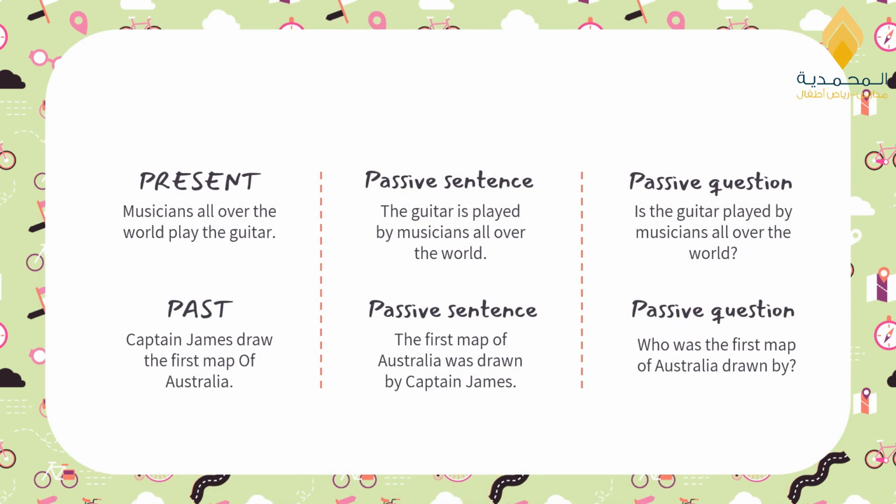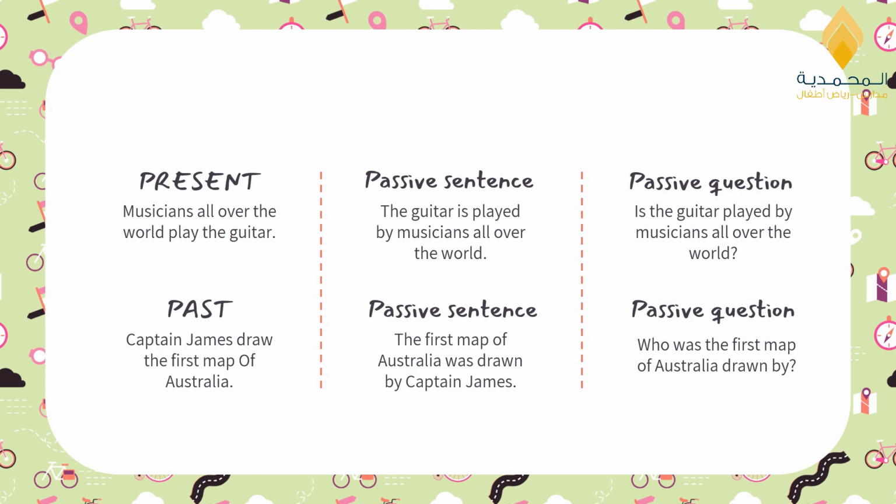Now here are 2 examples: a sentence in the simple present and a sentence in the simple past. These 2 sentences were changed into passive sentences and passive questions. Let's start with the present. Musicians all over the world play the guitar.